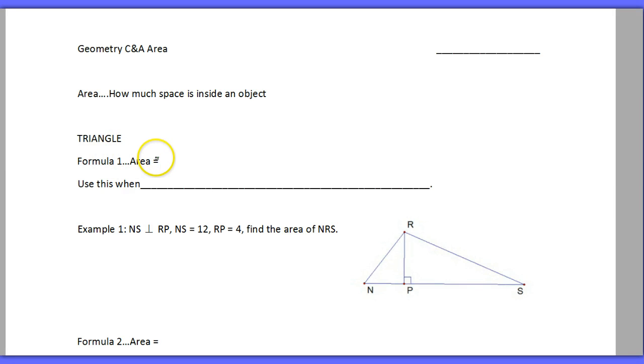Right here, Formula 1. Area in general is going to be 1/2 base times height of a triangle. This is our first triangle area formula, and sometimes we'll use this one, sometimes we'll use one of our other variations. We're going to use this when we know the base and height.